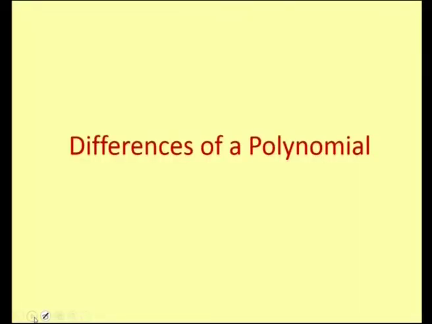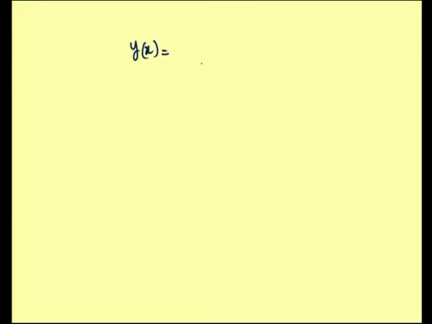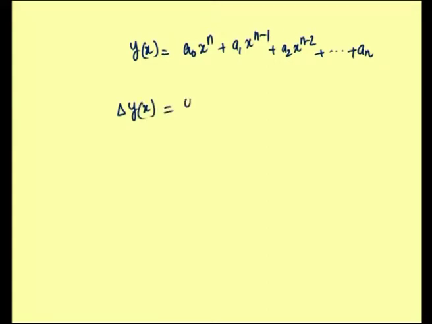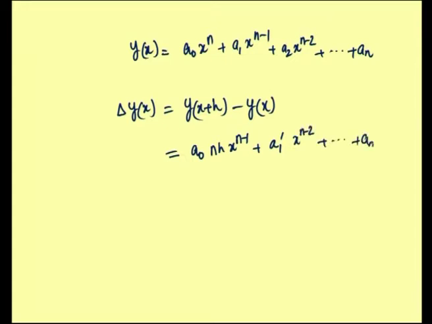Next, differences of a polynomial. Consider a polynomial of degree n, that is y of x is equal to a naught x power n plus a1 x power n minus 1 plus a2 x power n minus 2 plus etc. plus a n. And the difference of the polynomial is del y x, which is equal to y of x plus h minus y of x, and y of x plus h is written as a naught into x plus h whole power n plus a1 into x plus h whole power n minus 1 plus a2 into x plus h whole power n minus 2, that is subtracted with y of x, and then we have the result as a naught n h x power n minus 1 plus a1 dash, another coefficient, x power n minus 2 plus etc. plus a n dash, another constant.